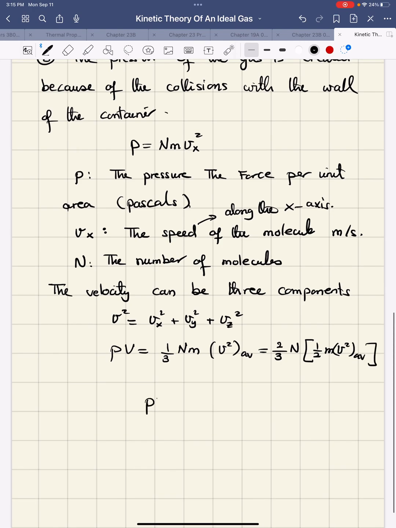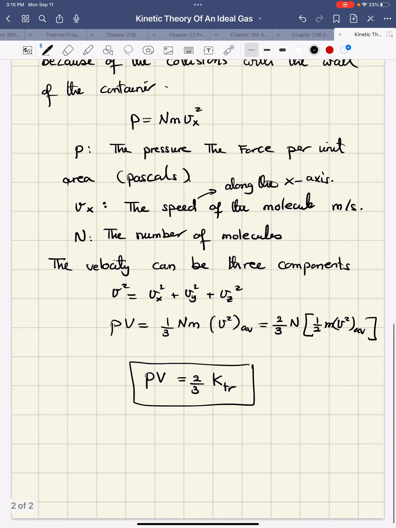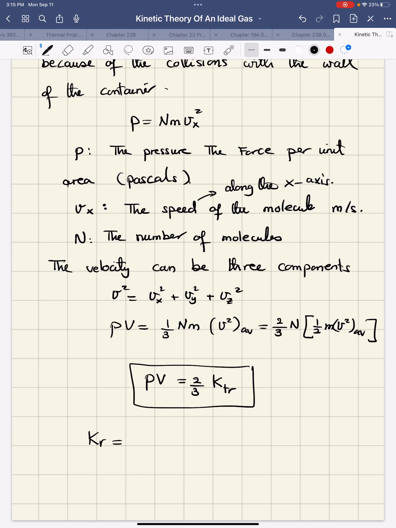And finally, I can say that PV equals 2/3 K translational. K translational is the 1/2 m v squared average. Now, as a conclusion, we can say K translational has to do with 3/2 nRT.